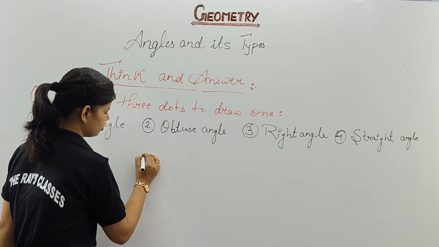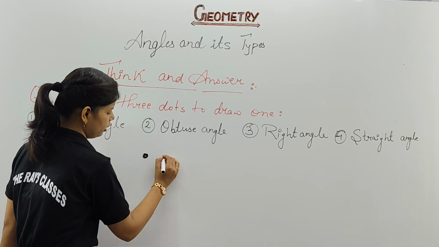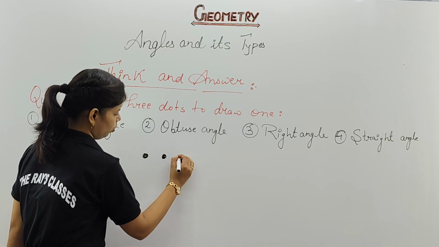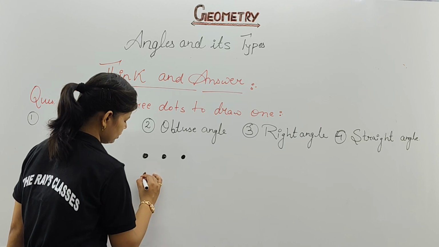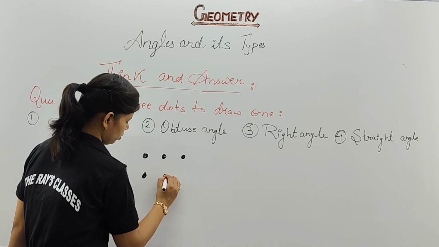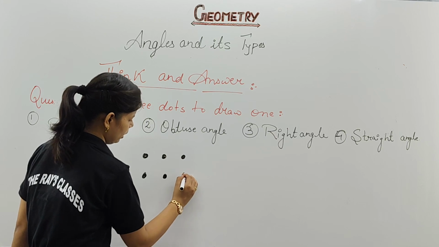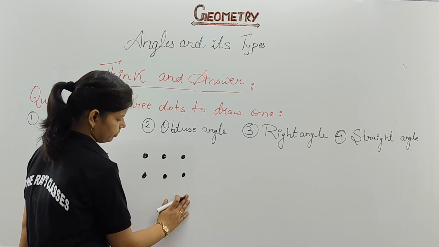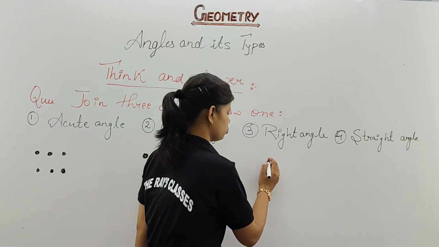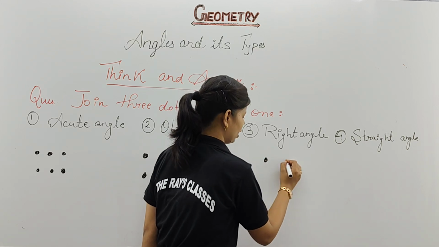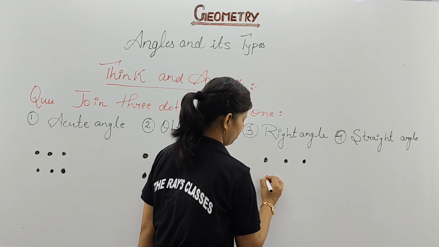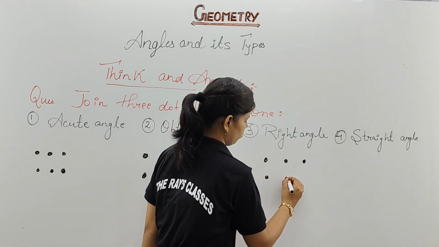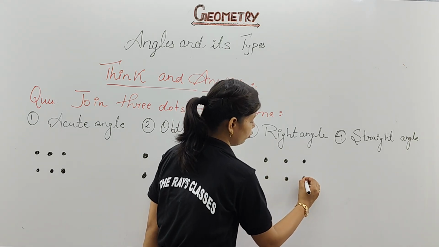Now for obtuse. Same. 1, 2, 3. You have to make these points with equal distance. 4, then 5, and then 6. Clear? Here also, 1, 2, 3, 4, 5. Please think what you have to do.